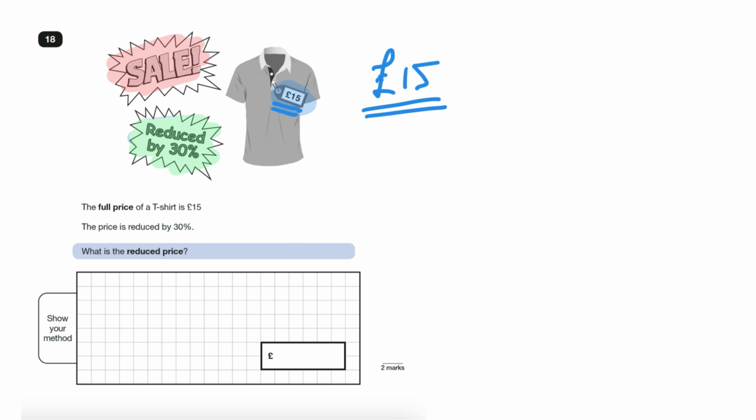And it's 2 marks, which we can see at the bottom. It's 2 marks, which means I'm probably going to have to do 2 things. I'm probably going to have to find a percentage, and then I'm probably going to have to subtract it. Normally, that's the case. Okay, reduced means it goes down, subtract.